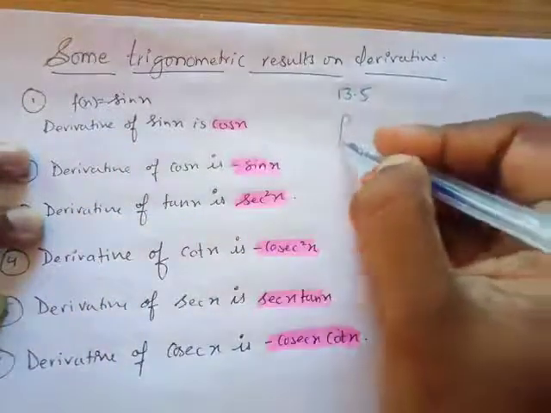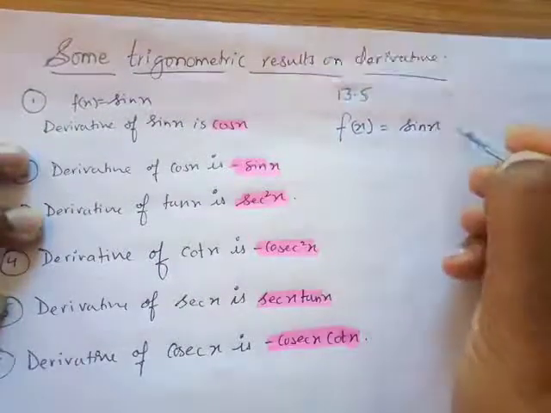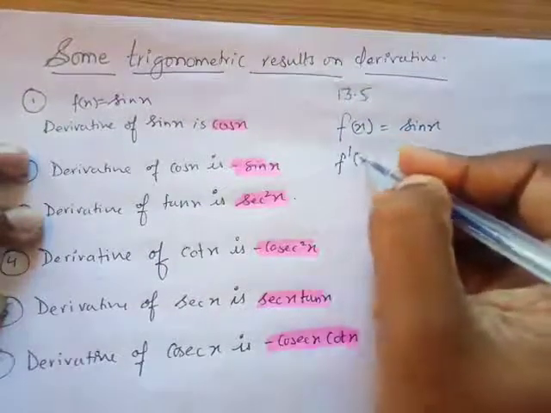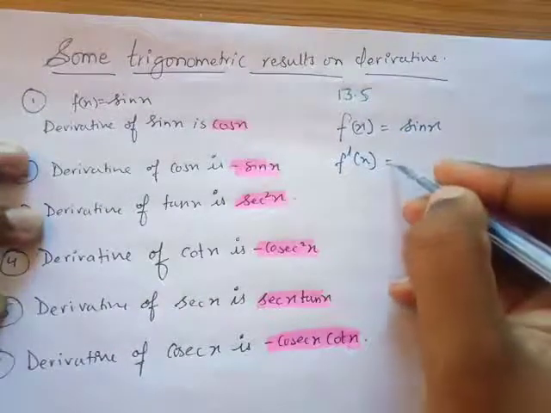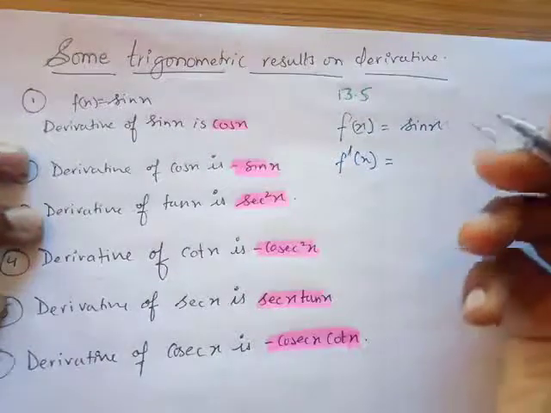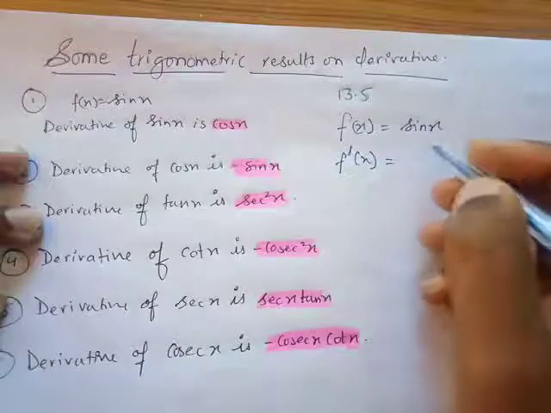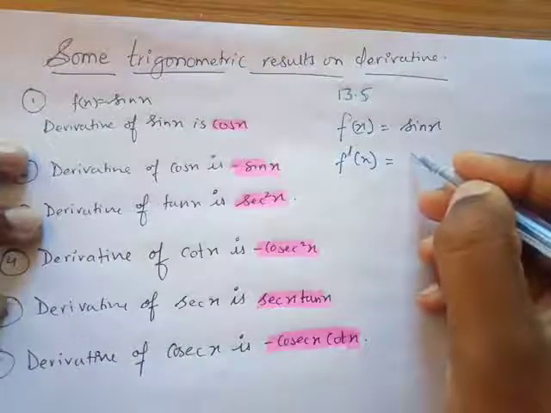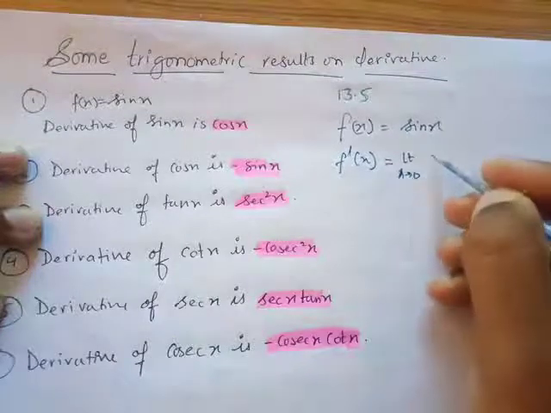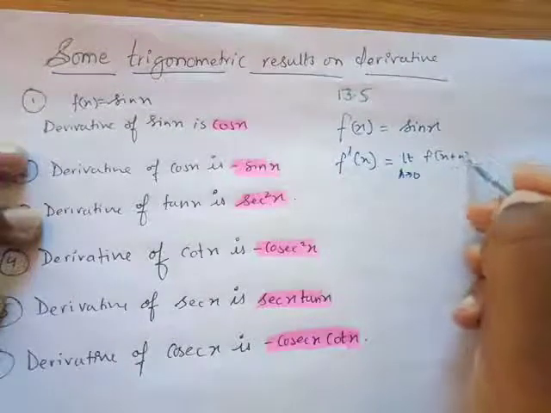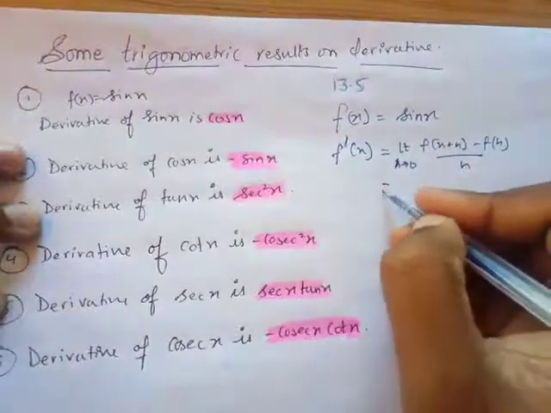Okay, so I have a simple function, and the function is sine x. I have to find the derivative of this function. So how to find the derivative? This is what we learned in 13.4 exercise. I'm writing the formula for derivative: limit h tends to 0, f(x plus h) minus f(x) upon h. This is the formula, so I'm going to put this in the formula.